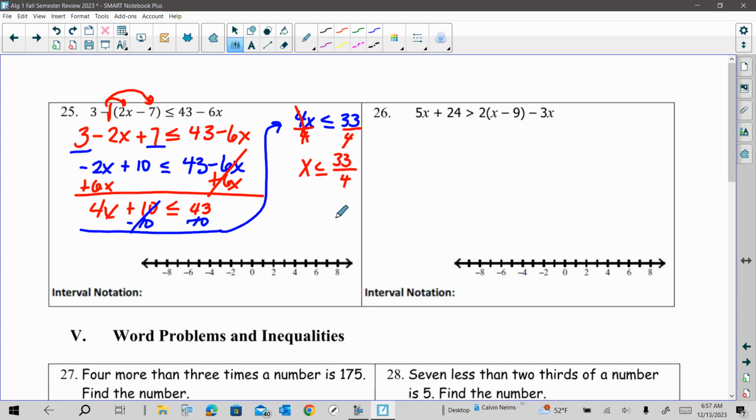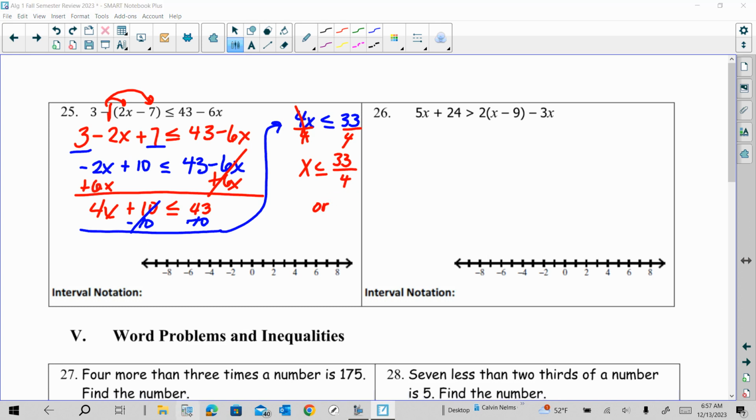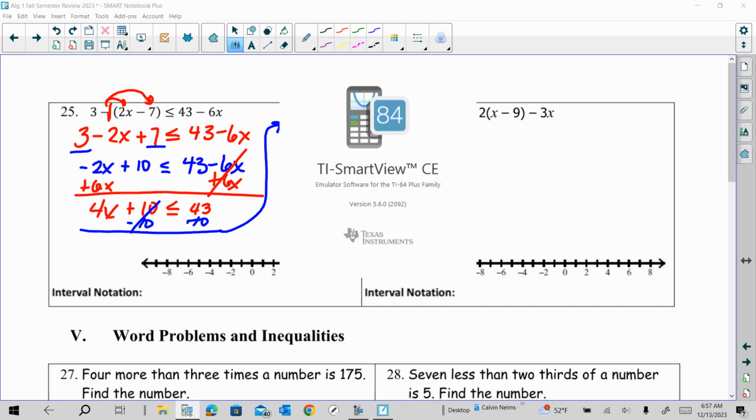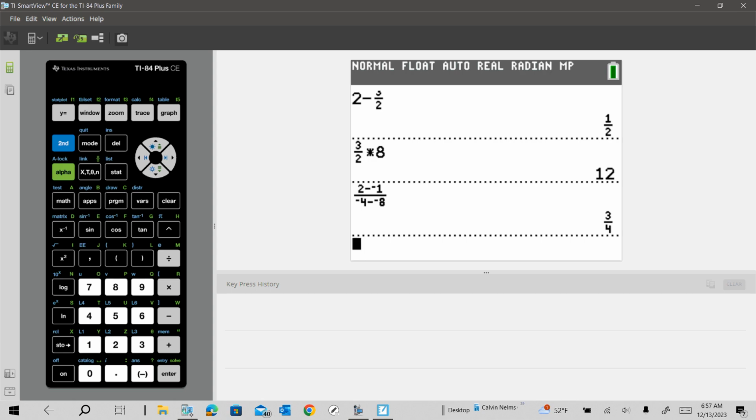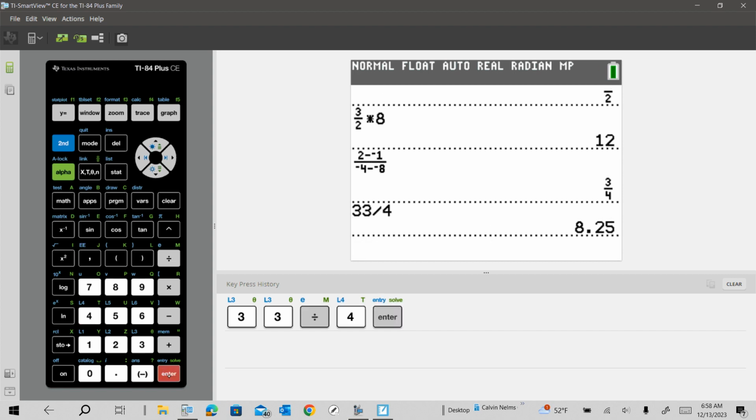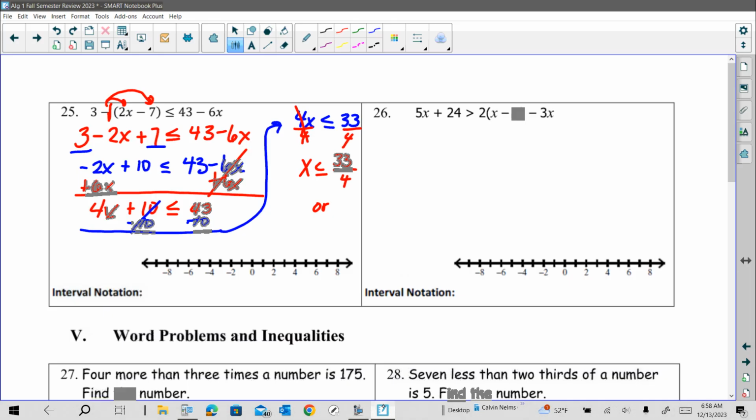I know we don't have an actual fraction value on this number line, so I would think it would be easier to convert that to a decimal. You can go to your calculator and just divide our two numbers: 33 divided by 4, to get the equivalent decimal, which is 8.25. So 8.25 is a little bit past 8, so I'm just going to put a point here.